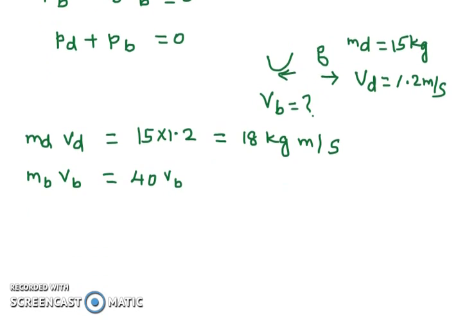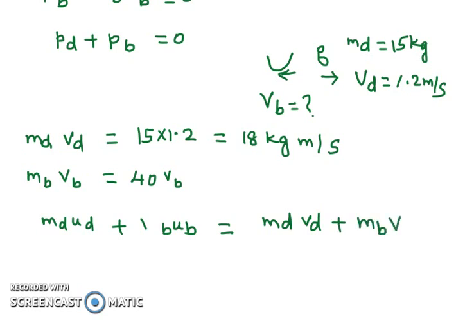The sum of the initial momentums is MD UB plus MB UB. The sum of the initial momentums is equal to the sum of the final momentums, MD VD plus MB VB. So 0 is equal to 18 plus 40 VB.